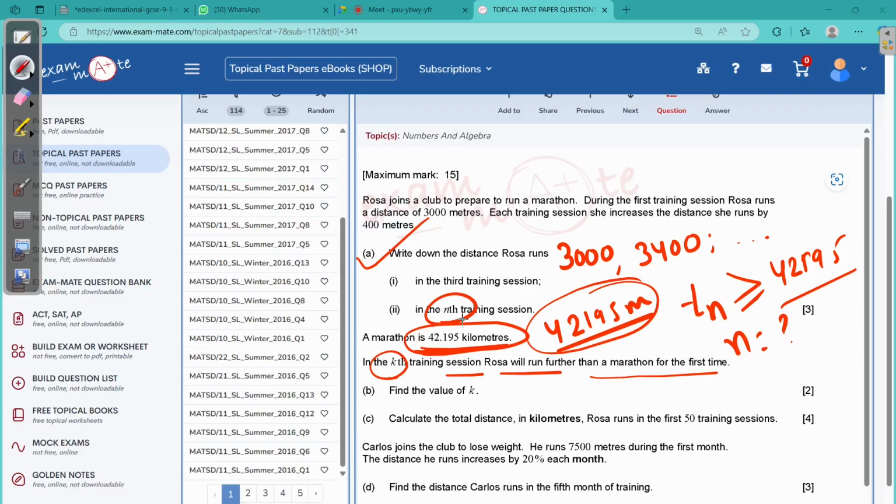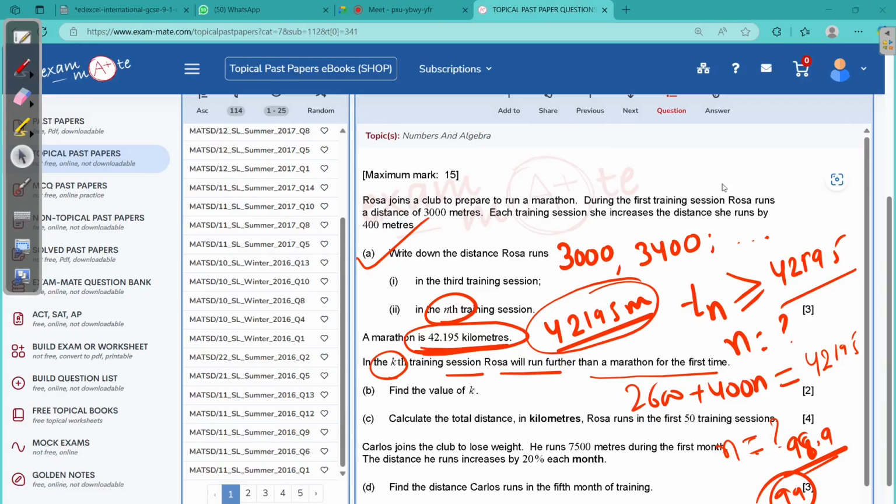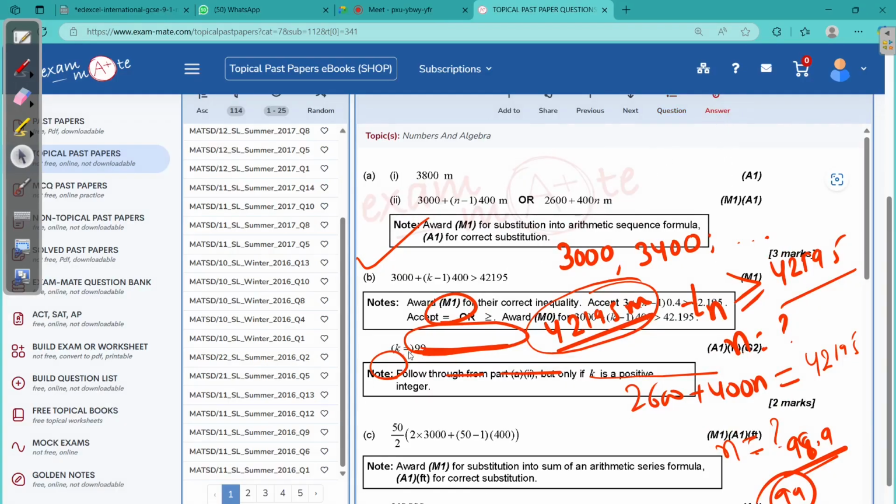We have already calculated this n. It should be 2,600 plus 400n equals, for this inequality you may take equals first, 42,195. Take your calculator and please find n from here. Are you getting this? n should be 98.9875, but you will take the next whole number, 99. So the K value is 99.